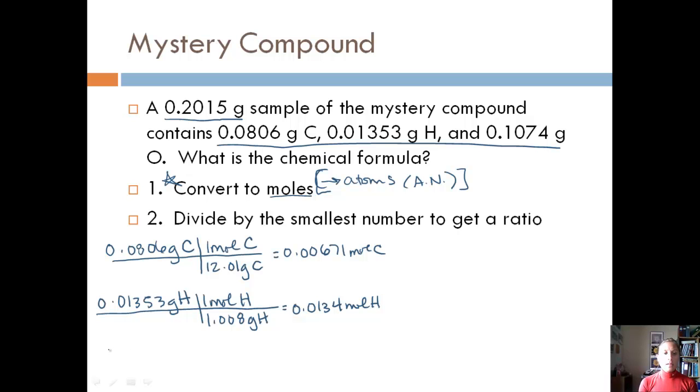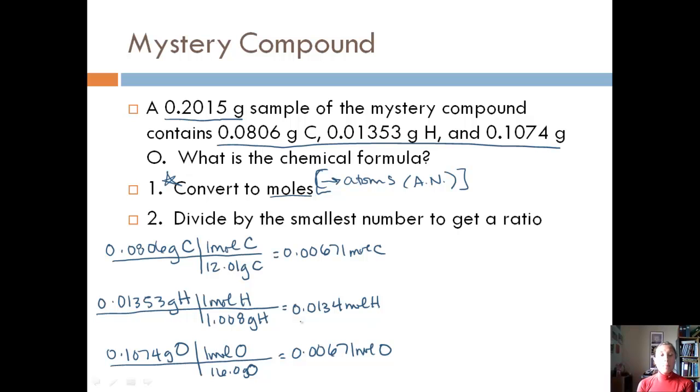Let's do the same thing with oxygen. We have 0.1074 grams of oxygen. Using the atomic mass from the periodic table, I know for every 1 mole of oxygen, there's 16 grams of oxygen. And if I divide that one, I get 0.00671 moles of oxygen.